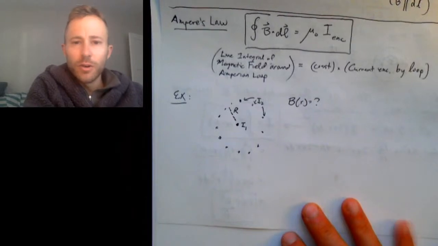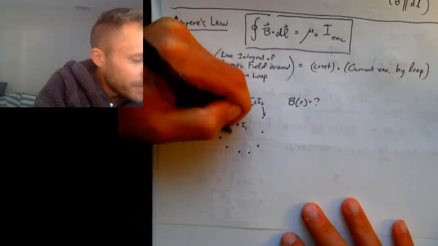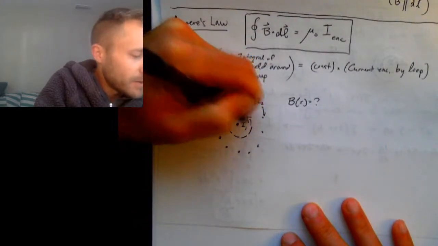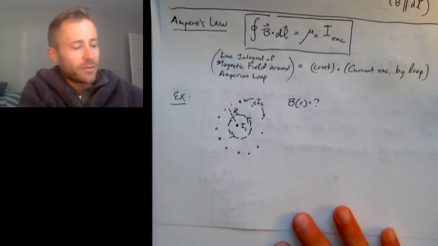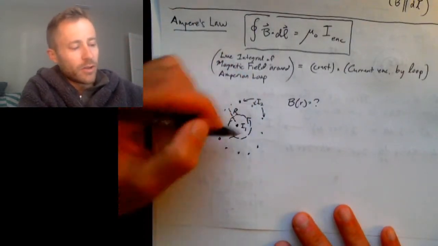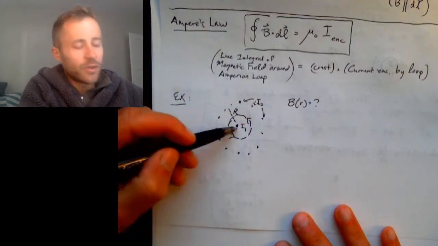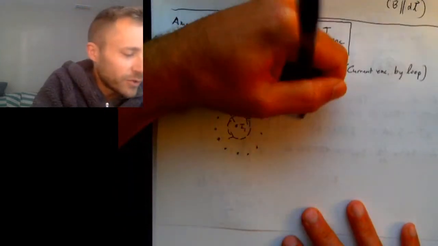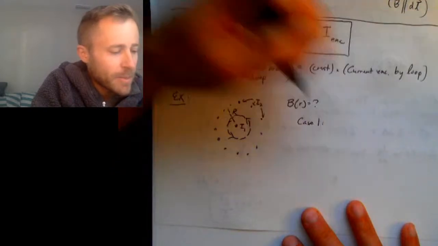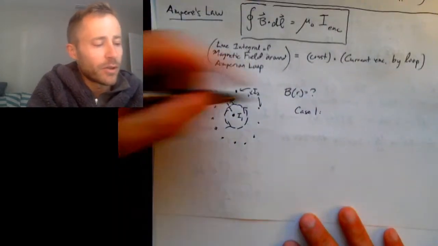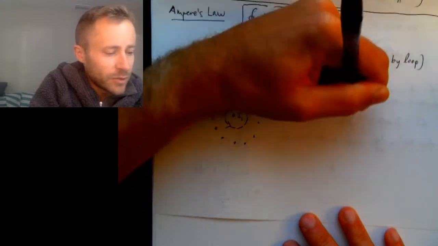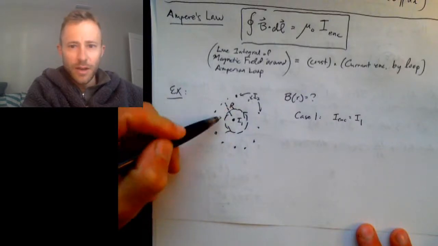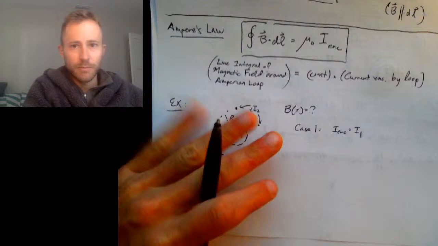Okay? So what if my Amperian loop is this size? In that case, the only current that this Amperian loop is enclosing is the current in the center. All right? So in the first case, we have the current enclosed is just I1. Okay, because this Amperian loop is not lassoing both currents.